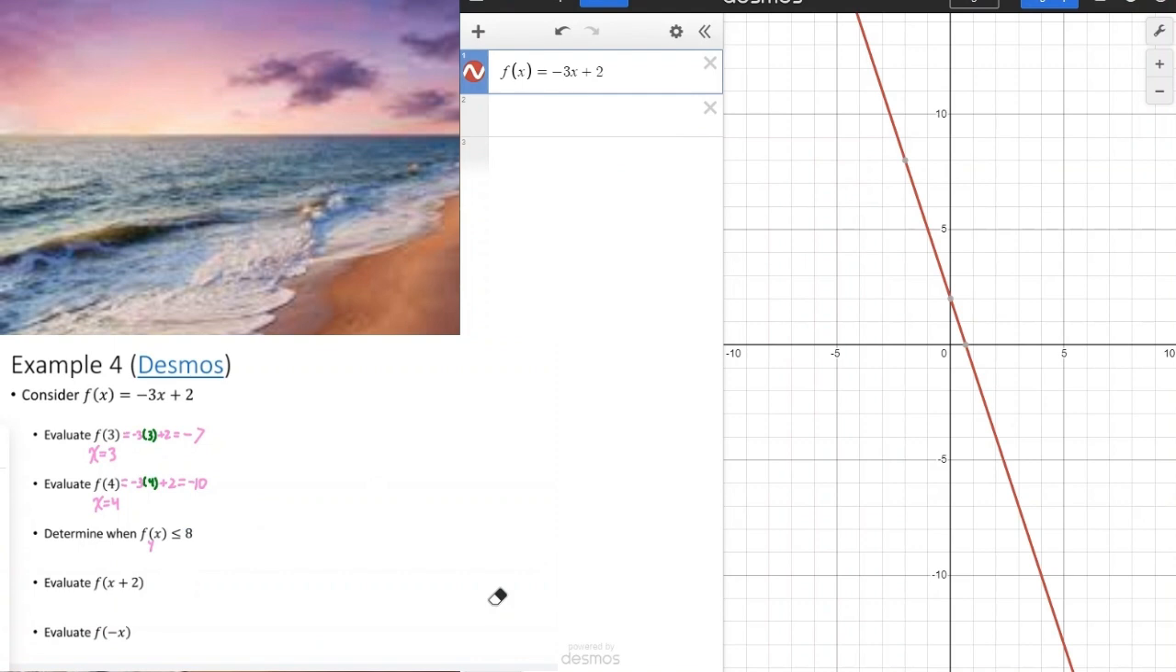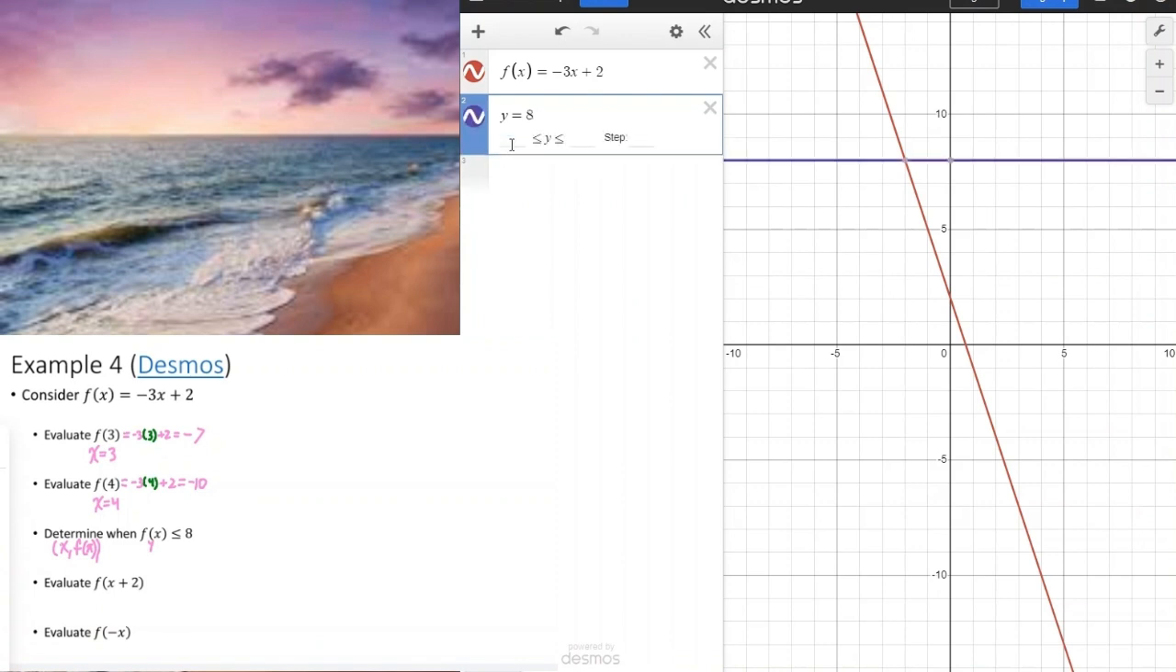Any point on the graph of f(x) is in the form (x, f(x)). If we're trying to solve when f(x) is less than or equal to 8, we're going to enter y = 8 as our second equation. And we do need the "y =" to get that nice horizontal line. From my graph, I can see here that f(x) is 8 when x equals negative 2.